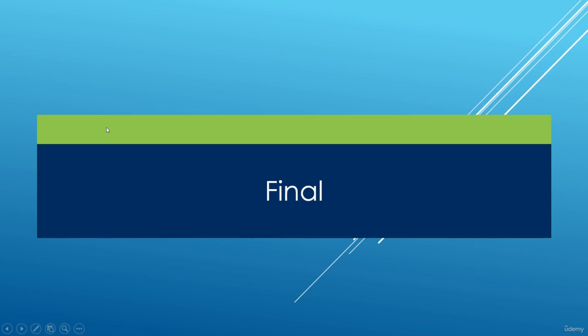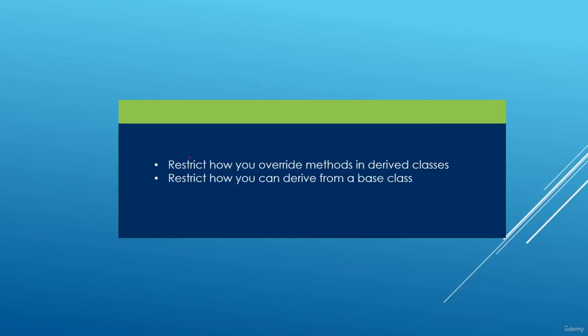In this lecture, we're going to learn about the final specifier used in inheritance hierarchies. This is going to allow you to do one of two things. You will either be able to restrict how you override methods in derived classes, or you can restrict how you can derive from base classes.